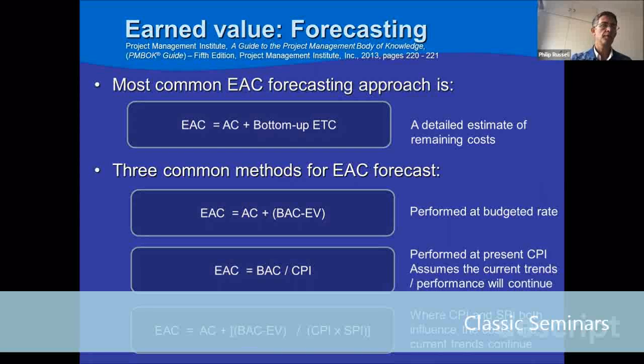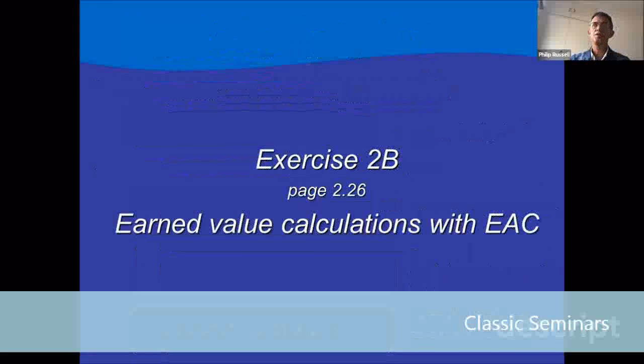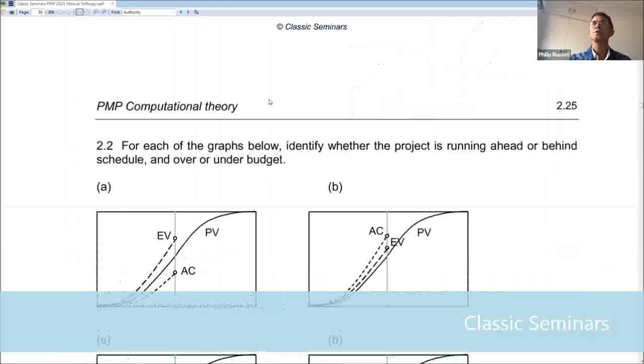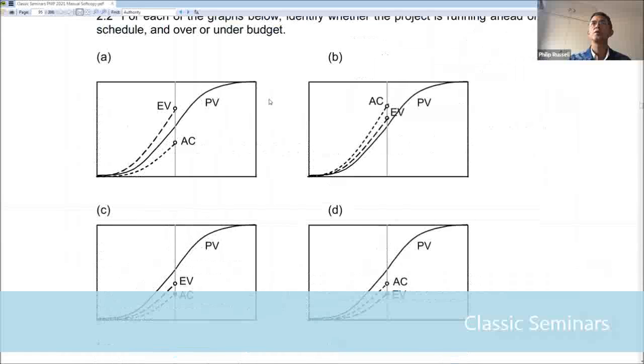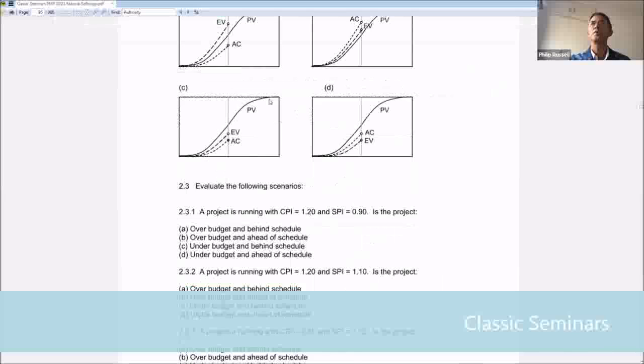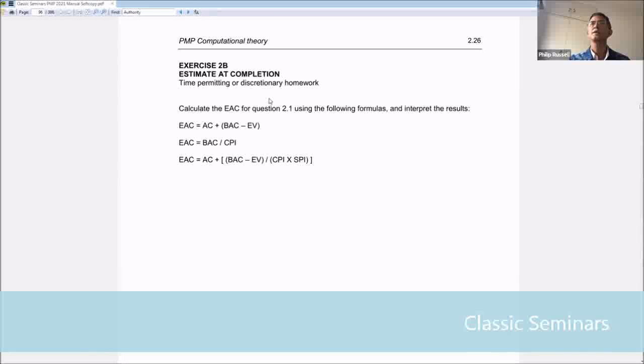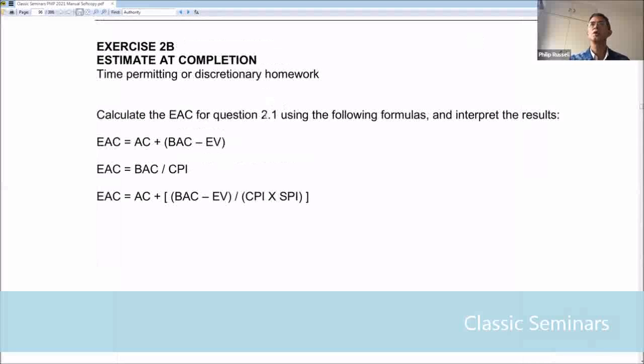Okay, let's move on. The next part is to do exercise 2B, which is beyond the part that I've given you for an assignment. It's page 2.26. Let me just get that up for you so that you can see what that looks like. There was the stuff that you've been assigned that you can hand back to me, 2.2 and 2.3. It's the next section, exercise 2B.